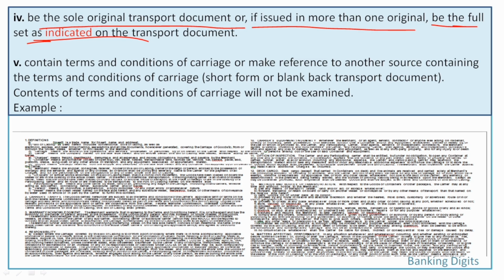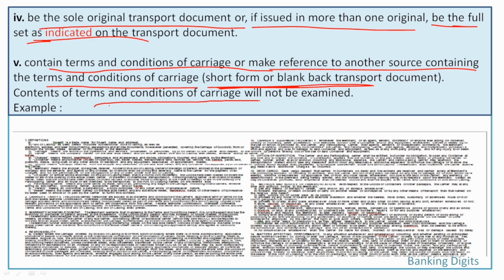Now next clause, point number 5: the multimodal transport document must contain terms and conditions of carriage or make reference to any other source containing the terms and conditions of carriage, which is called a short form or blank back transport document. Next, the contents of terms and conditions of carriage will not be examined.